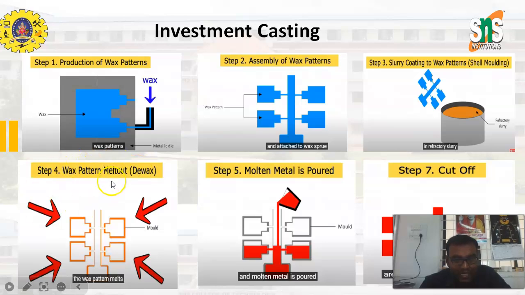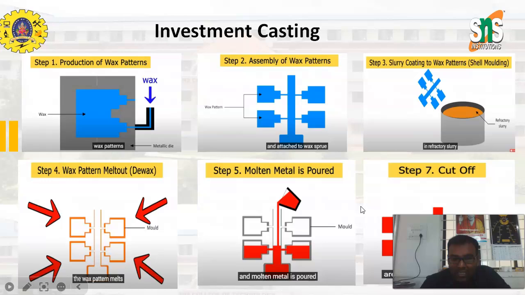The next step is dewaxing. Dewaxing means melting out the wax, where we heat the mold to a certain temperature and then the dewaxing process takes place. Next is the pouring of molten metal. Here the molten metal is poured into the shell mold and allowed to solidify. And the final step is the cutoff. In investment casting, multiple components can be produced at a stretch with the help of the wax sprue.